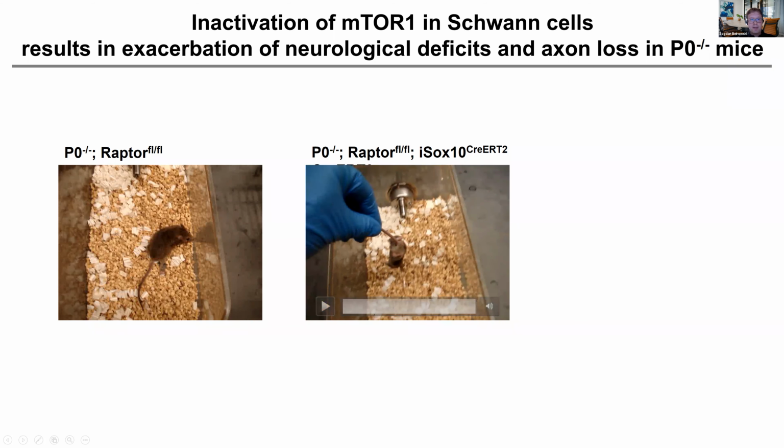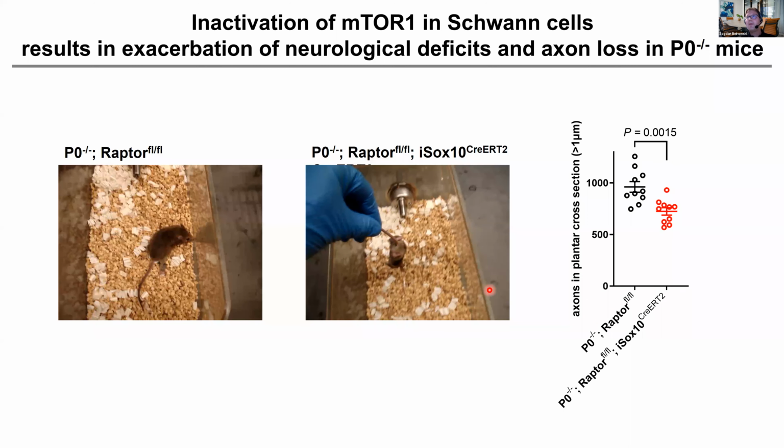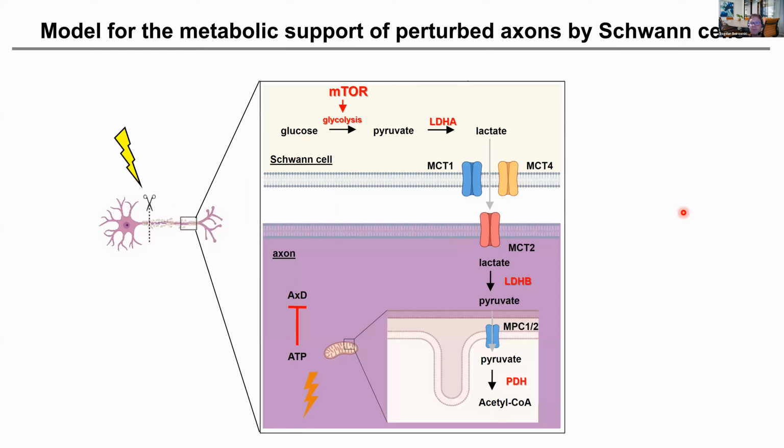So how does this correspond now to the structural phenotype? We quantified axon numbers in plantar cross sections, similar to what I showed you before. Consistent with this picture, the number of surviving axons in the mutants with deficient axoglial metabolic coupling was significantly reduced.